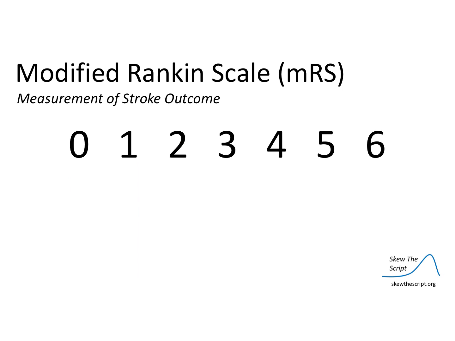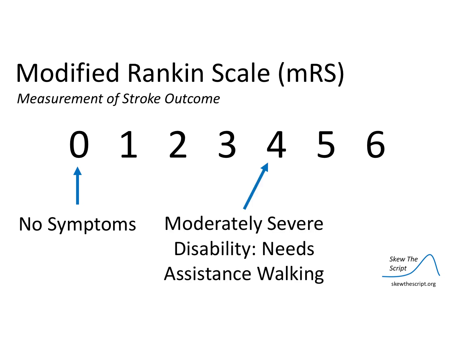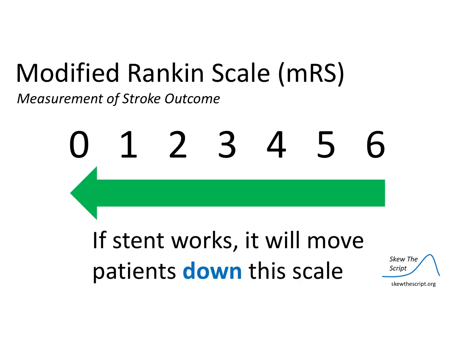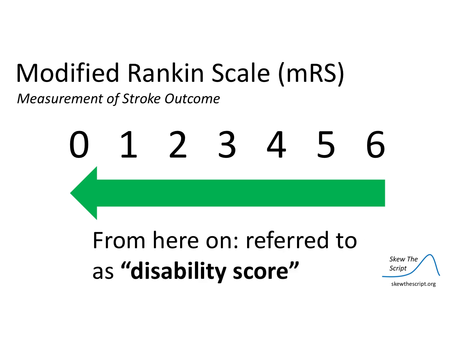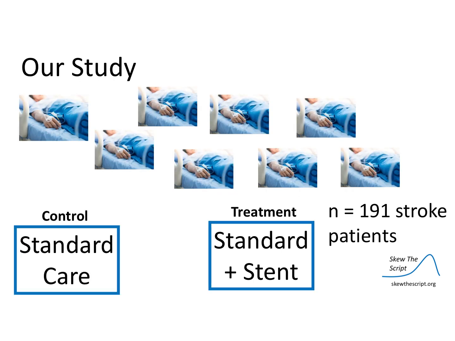So the modified Rankin scale is how we rank the measurement of stroke outcomes. 0 would be no symptoms, 4 would be moderately severe disability, such as needing assistance walking, and 6 would be considered death. So if the stent works, it would move the patients down this scale. From here on, this scale is going to be referred to as a disability score. So as you see that, you will know.